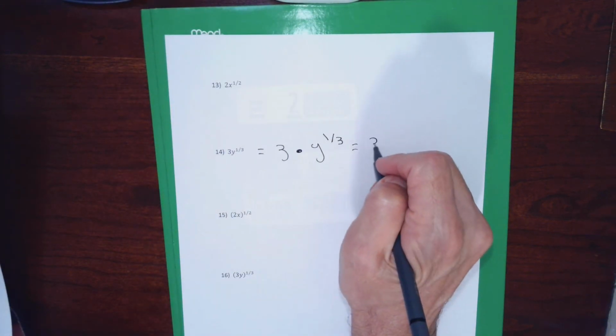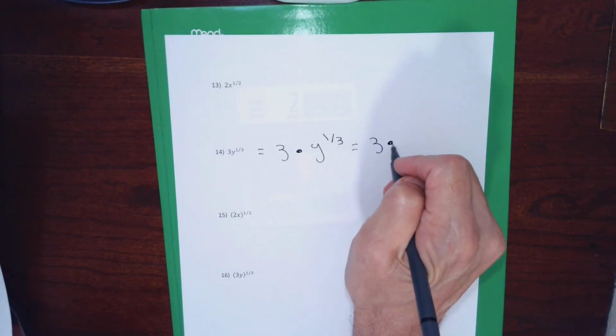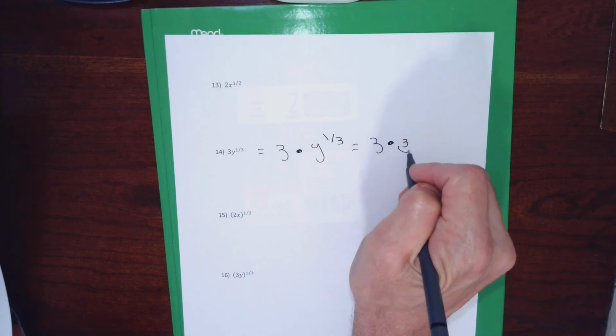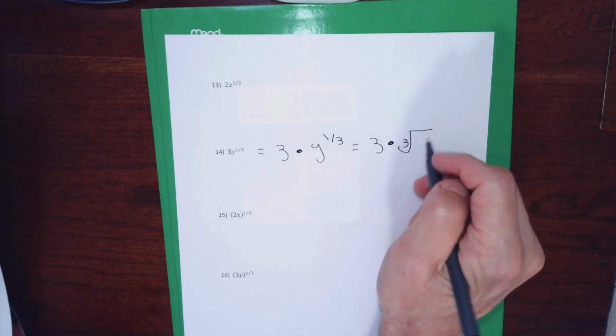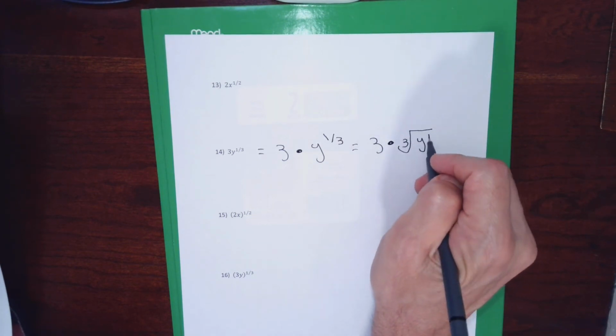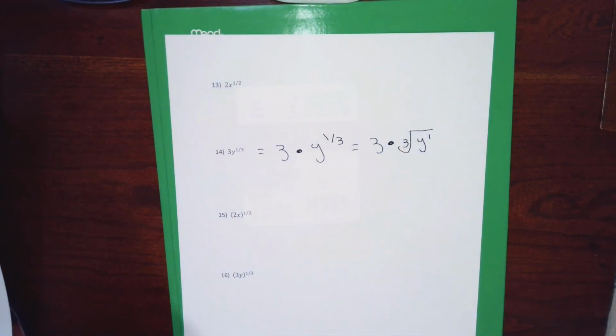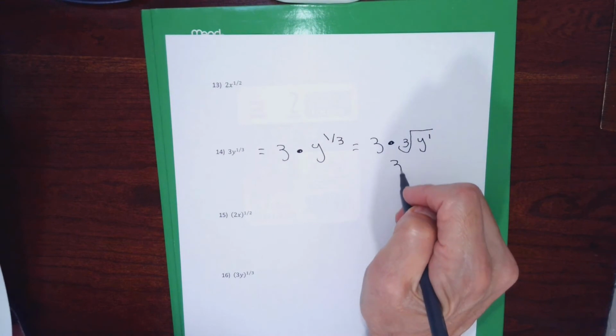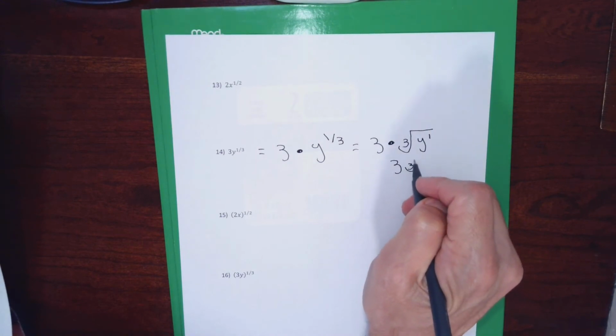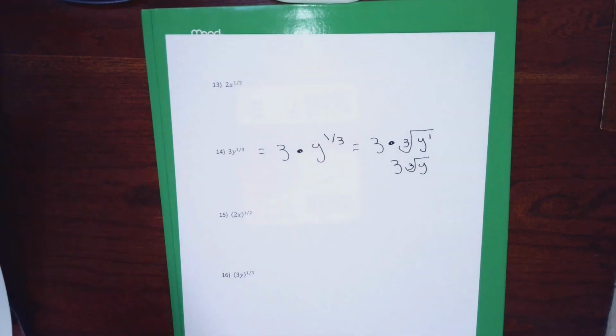And when I go to write the radical, the denominator becomes the index, so the index is going to be 3, and the rest of the variable sneaks under the radical. I don't really need that times, but I like it there just to show the separation that I want to see. So 14 rewritten as a radical would be 3 times the cube root of y.